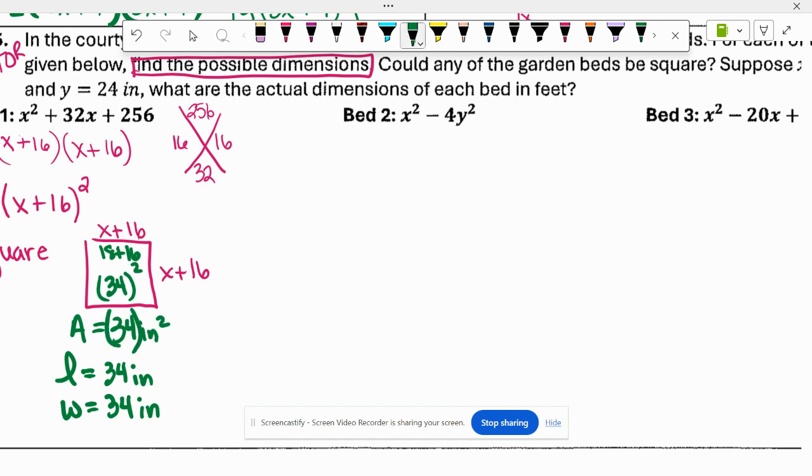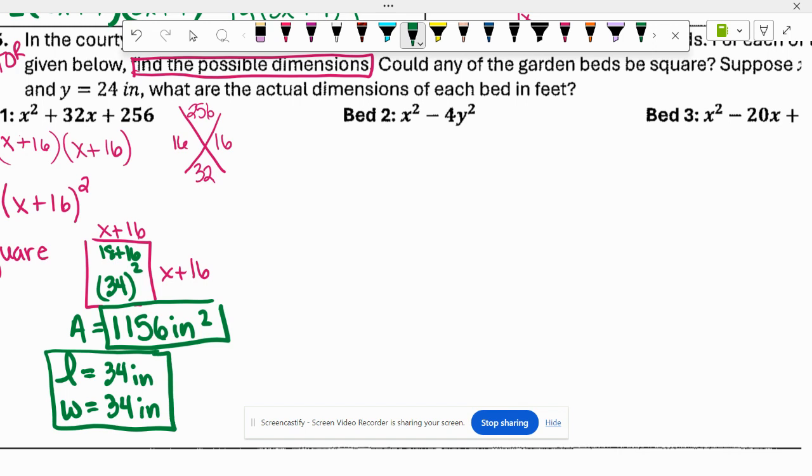This is 34 squared. I'm actually going to put that into my calculator and figure out what 34 squared is. 34 times 34 is 1,156. I don't think it asks you for the area, but if it did, there you go. Okay, so that's your area, your length, and your width.